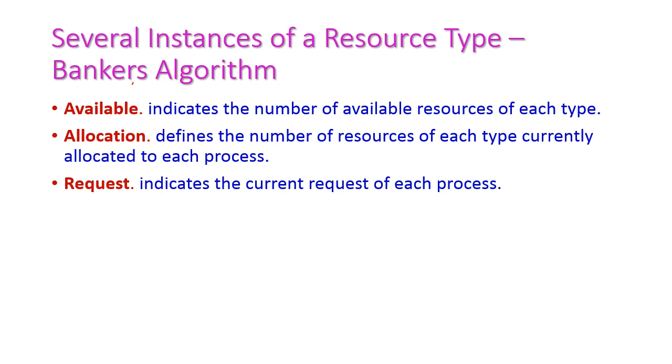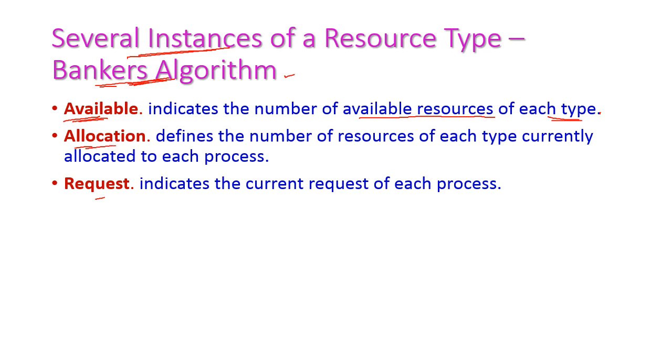The Banker's algorithm: if the resources have several instances, that is multiple instances, then we cannot use the wait-for graph, but the very powerful Banker's algorithm is used to detect the deadlock in the system. Here we are using the terms available, allocation and request. First, let us see available. Available is used to indicate the number of available resources of each type. How many resources are there in each type of resource.